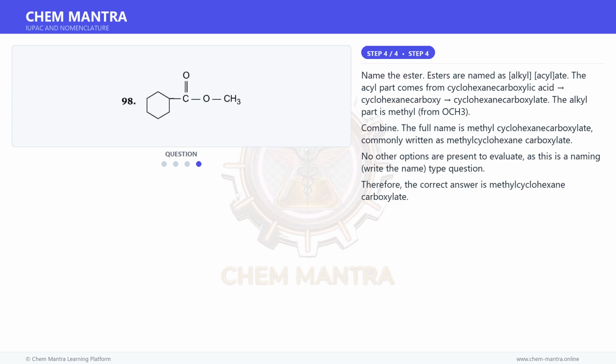Esters are named as alkyl, acyl, ate. The acyl part comes from cyclohexanecarboxylic acid: cyclohexanecarboxylate. The alkyl part is methyl, from OCH3. Combine. The full name is methyl cyclohexanecarboxylate, commonly written as methylcyclohexanecarboxylate.